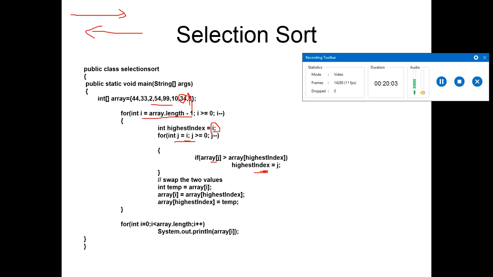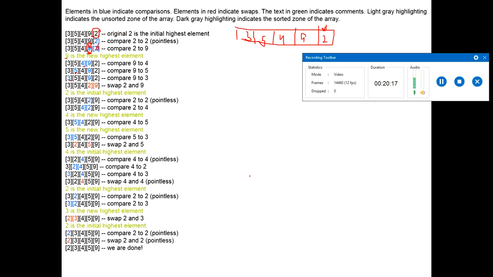So what is my highest index? My highest index becomes j. My previous highest index value was 2. Now in the array we have chosen the highest index value. So now we are going to swap these two values, because my initial highest index was the last element. Because we found our highest element, we swap 2 and 9. So this zone now becomes the sorted zone.